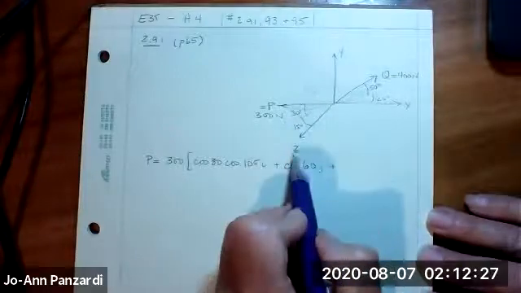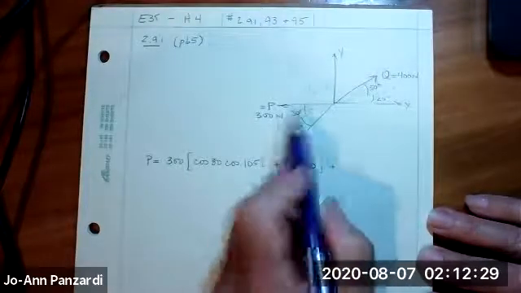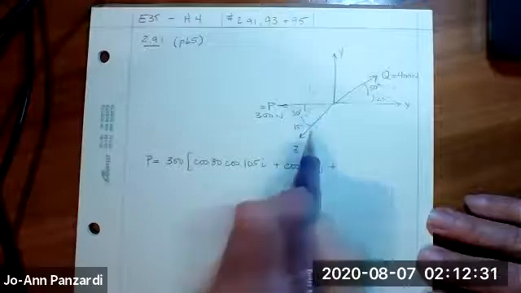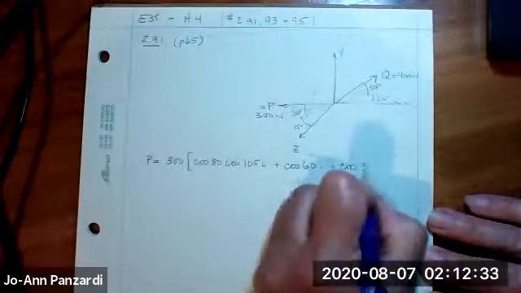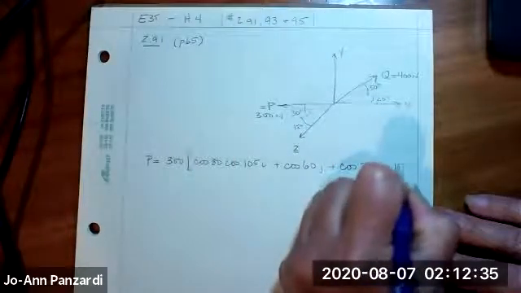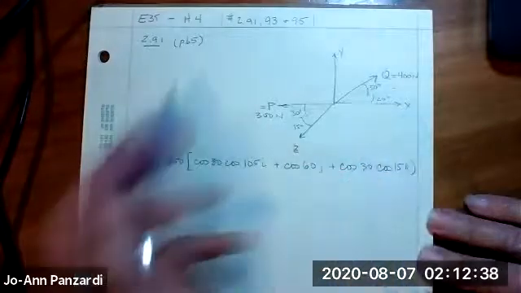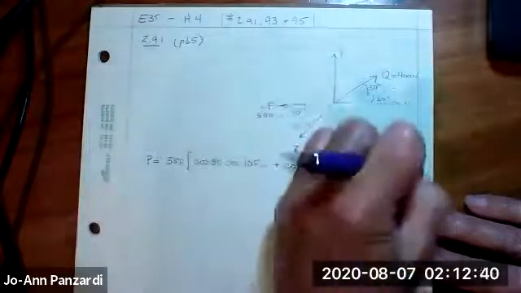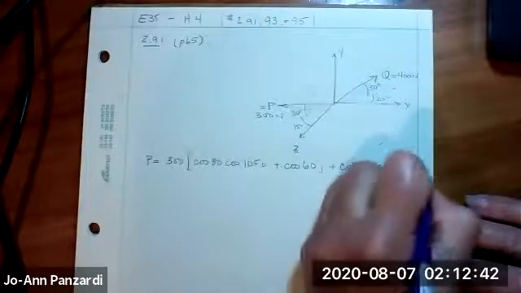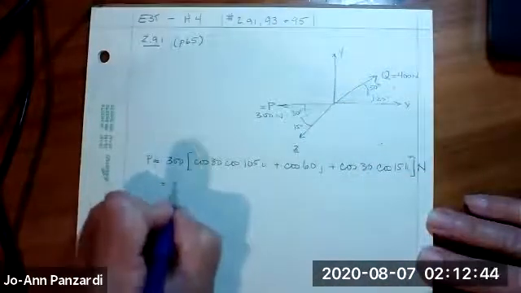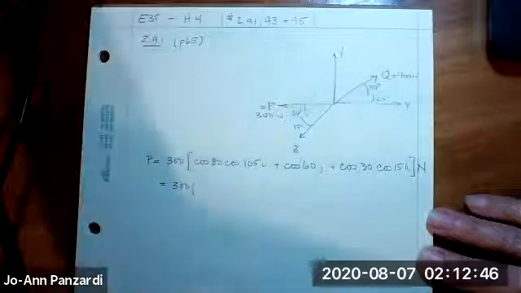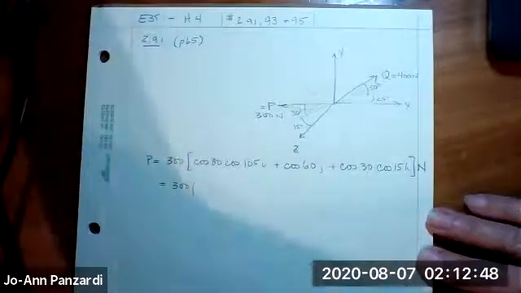Plus, now I'm going to the z-axis. I go down 30 and I'm going over 15. So that's cosine 30 times cosine 15, k, and the units that I know I'm given here are in newtons, so I'm putting newtons. Okay, then I'm solving for the magnitude and the direction angle.